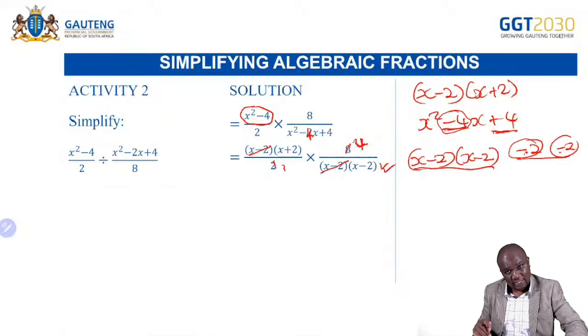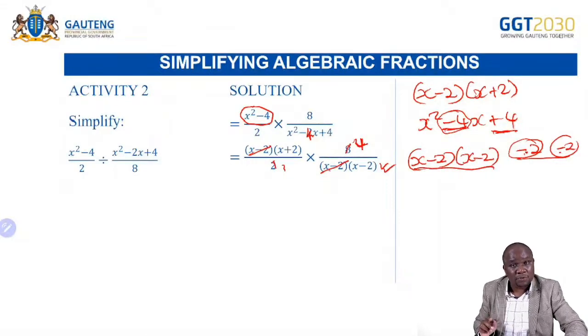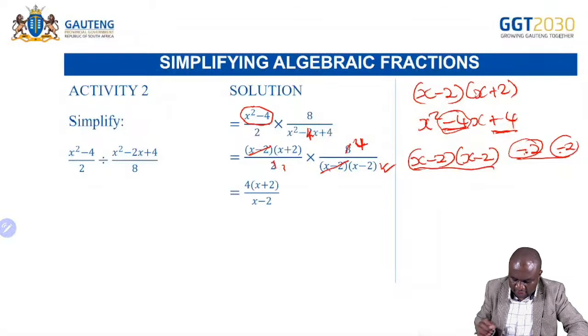Okay, remember, we don't use cancel, because sometimes when we say cancel, we think that we're getting 0. We're dividing x minus 2 by x minus 2, we're getting 1. Please don't forget that. And then what do we remain with? We remain with 4 times x plus 2, and then over x minus 2.